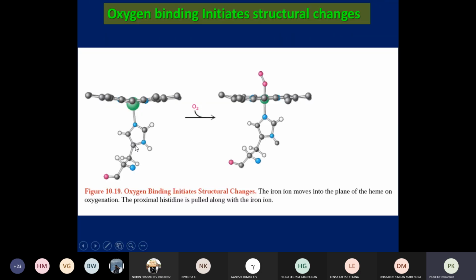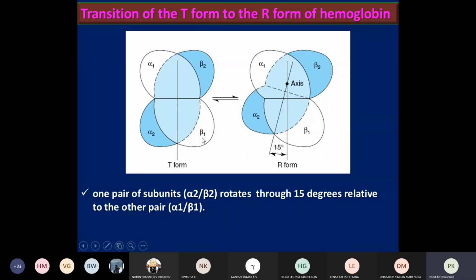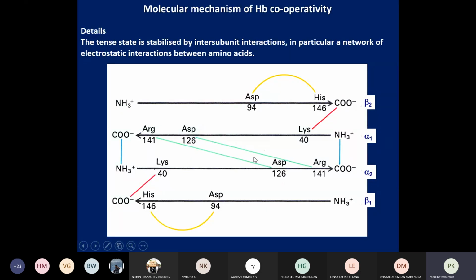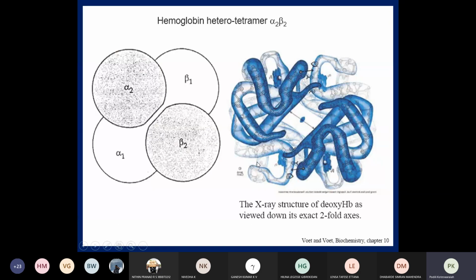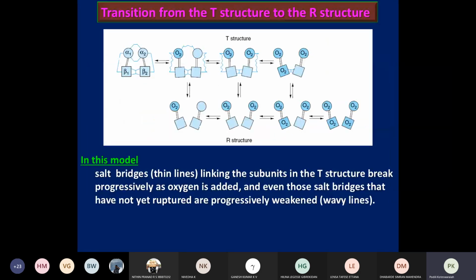And you can also see here, upon oxygenation, when oxygen binds, the iron atom moves into the plane, and one pair of alpha beta subunits rotates with respect to the other pair by 15 degrees. As a result, all the eight salt bridges that are present in the deoxygenated state would be progressively cleaved. As a result, all the subunits can easily take up the oxygen. So that's what takes place upon oxygenation in the hemoglobin.